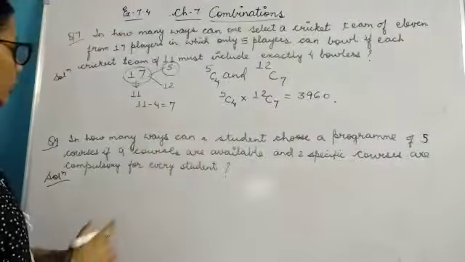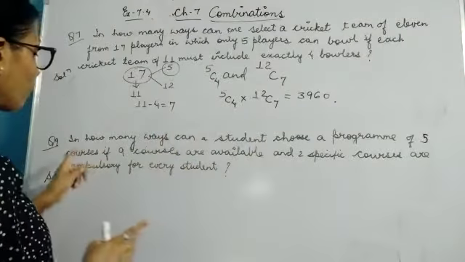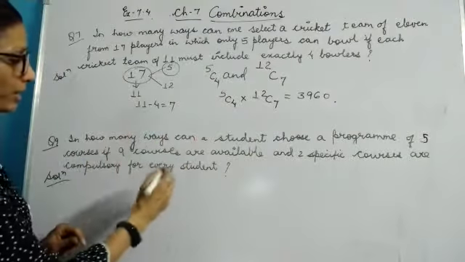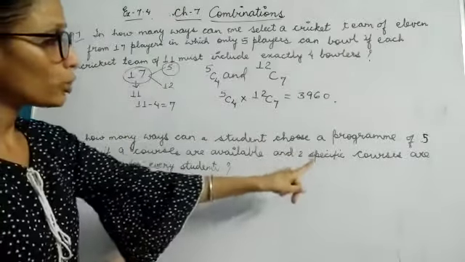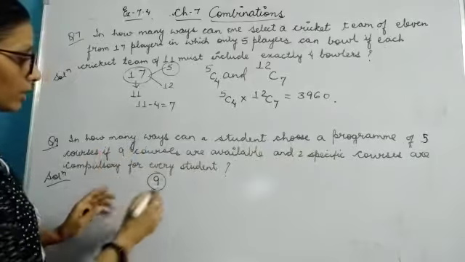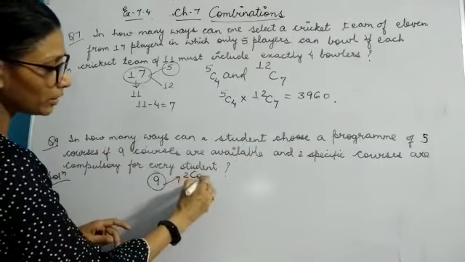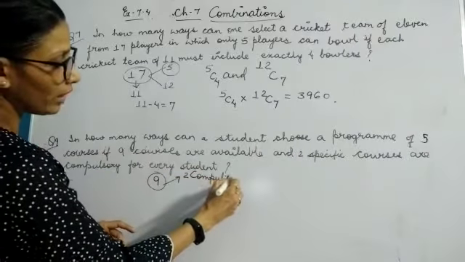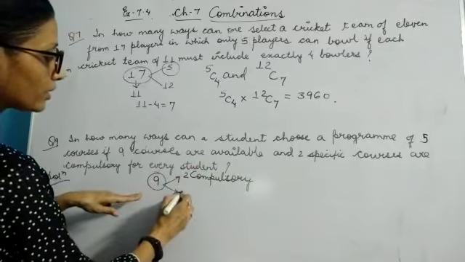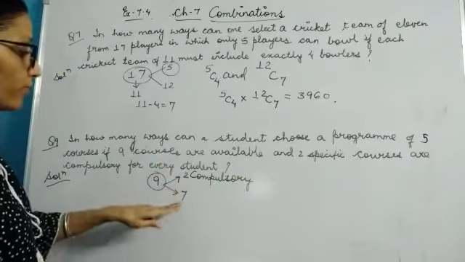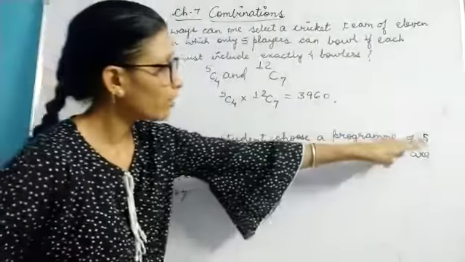Let's see this question, children. It is given: in how many ways can a student choose a program of 5 courses if 9 courses are available. That means you have 9 courses and 2 specific courses are compulsory. That means out of these 9, 2 are compulsory. Children have to take these 2 subjects, and then we are left with 7 more subjects. Out of these 7, how many do they want to choose? Children have to choose 5.